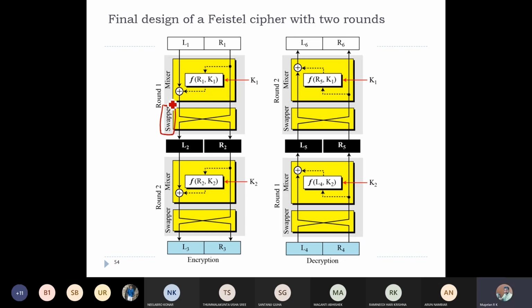You can see that up to this part is your previous design. They have the left half and right half of the plain text, and they XOR with F of R1 K1. Once they get the output, they swap. That is, the encrypted half goes and sits in the right half, and the unencrypted one from round one sits here. So in the next round, this part is going to be encrypted again. So after 2 rounds, the entire plain text would have been encrypted.